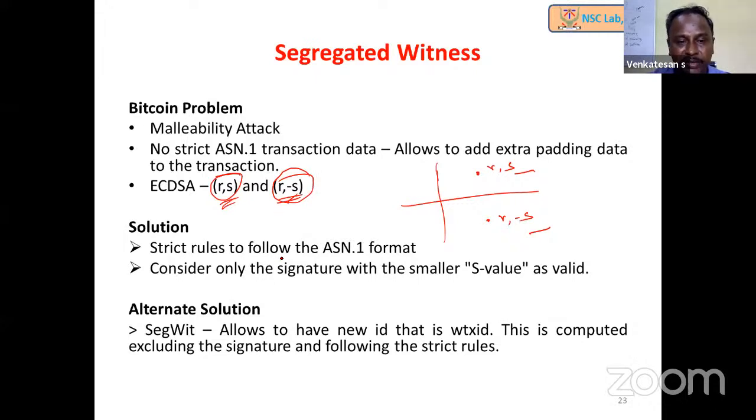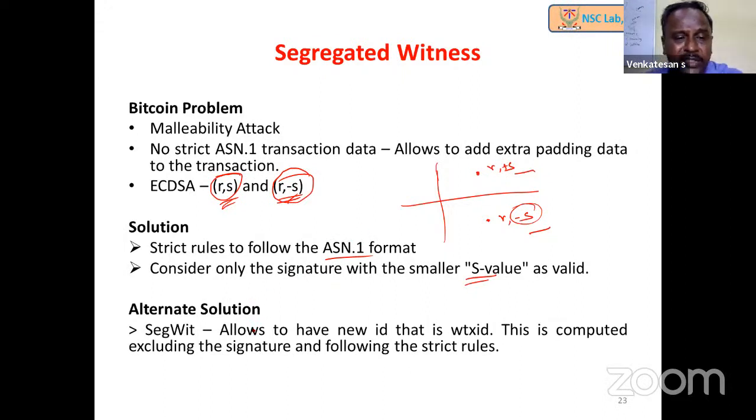The solution they give is to follow this format, abstract syntax notation, exactly, and consider only the signature with the smaller s value. So instead of considering both, we consider only the smaller s value. Don't think from the perspective that one will be positive and one will be negative, so that one will always be the minimal, because we are going to consider the elliptic curve in discrete form. In those cases, we have the curve points within a region, and we cannot say that it will have negative values.